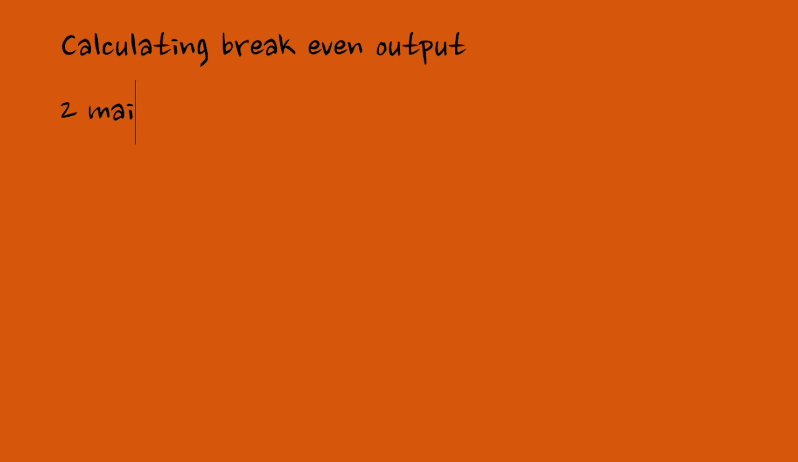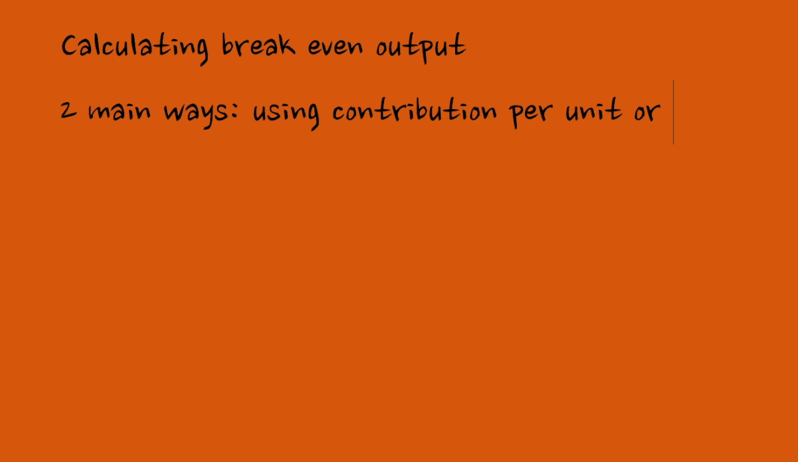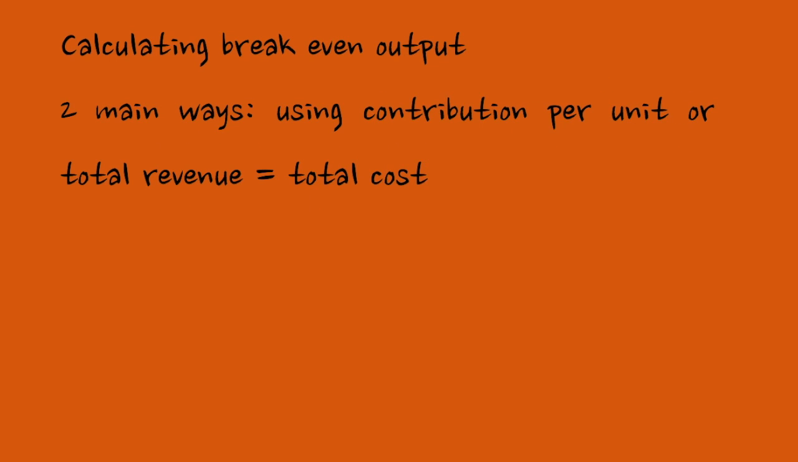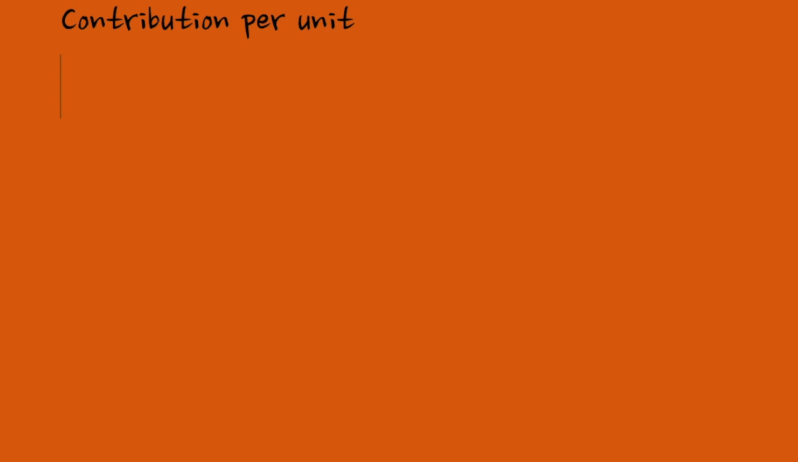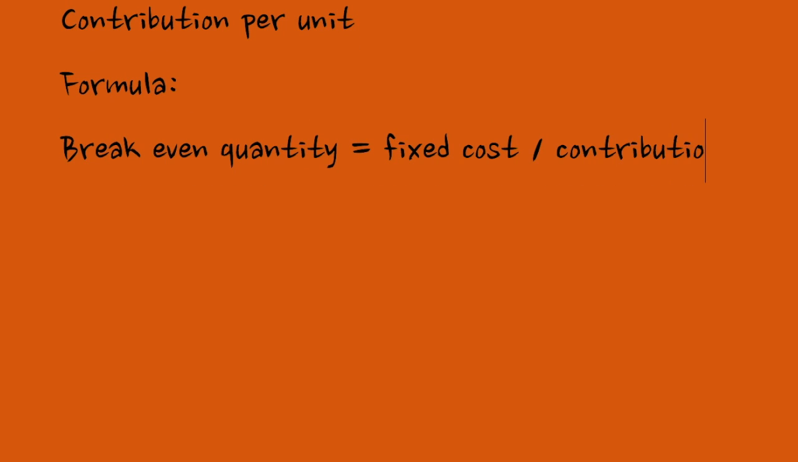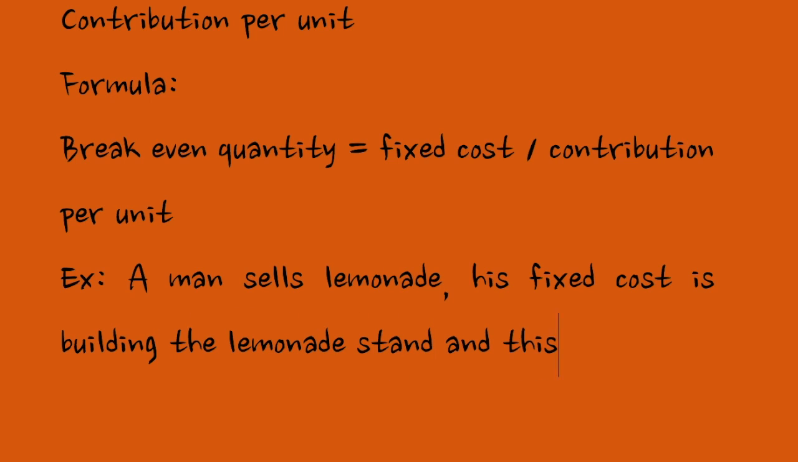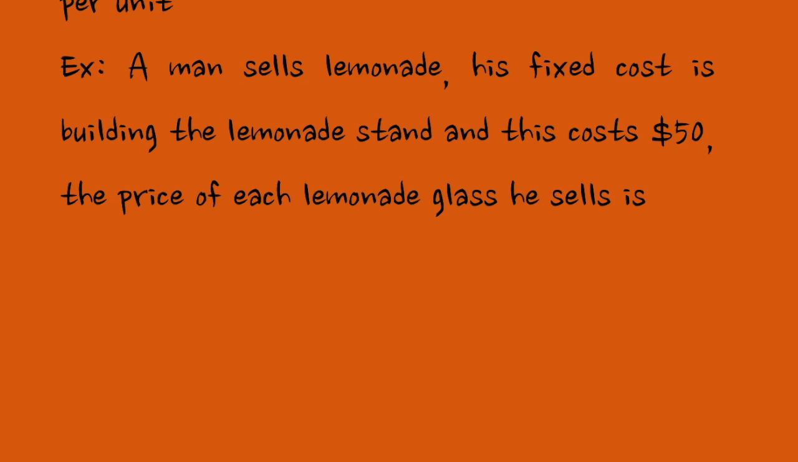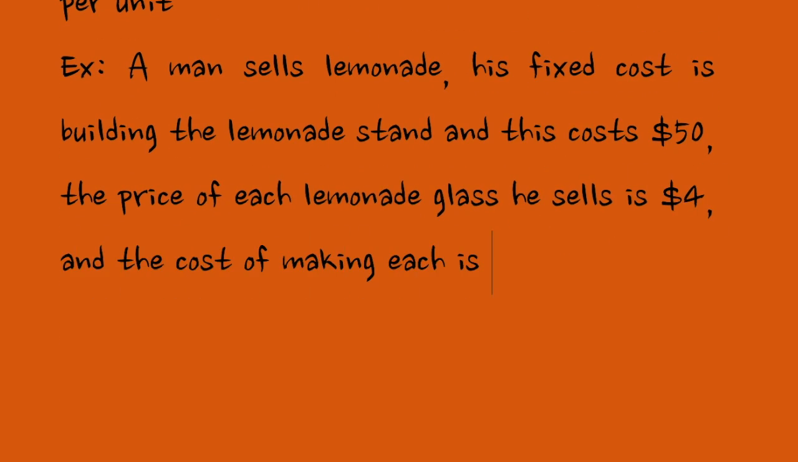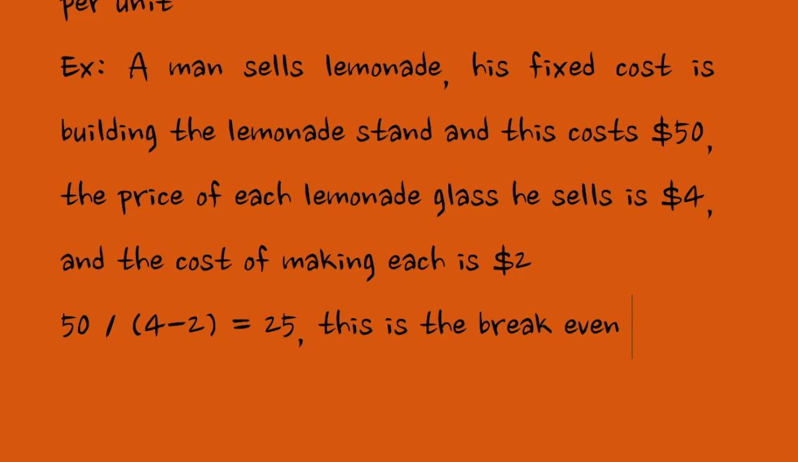Now, to calculate the break-even output, there are two main ways: using the contribution per unit or the total revenue equals total cost. With the contribution per unit, the formula is break-even quantity equals fixed cost divided by contribution per unit. An example would be a man selling lemonade and his fixed cost being the lemonade stand and costing $50, and then selling each lemonade glass at a price of $4, and the cost of making each of these lemonade glasses being $2. So you divide 50 by 4 minus 2 and you get 25. This would be the break-even quantity.